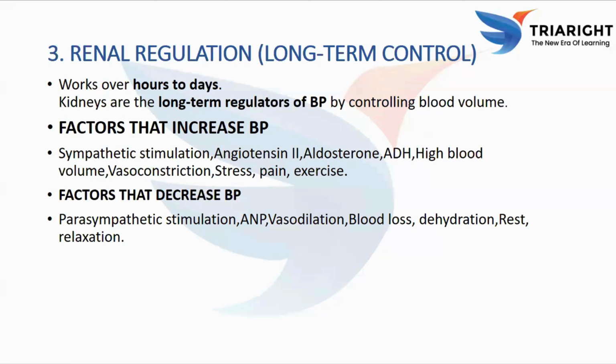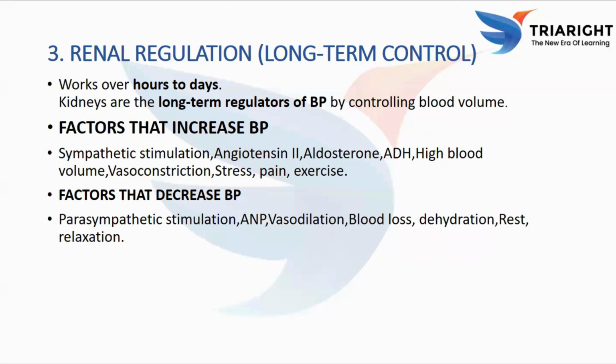So there are factors that increase the BP and also decrease the BP. So what factors increase the BP? A sympathetic stimulation. This activates the fight or flight, which speeds up the heart rate and constricts the vessels. Whereas angiotensin 2 causes vasoconstriction, nothing but the narrowing of vessels. Aldosterone makes the kidney retain salt and also water. And then ADH retains the water. High blood volume, more fluid, more pressure, right? So vasoconstriction means tightening of the vessels to raise the pressure. Stress, pain, exercise, these all increase the sympathetic activity.